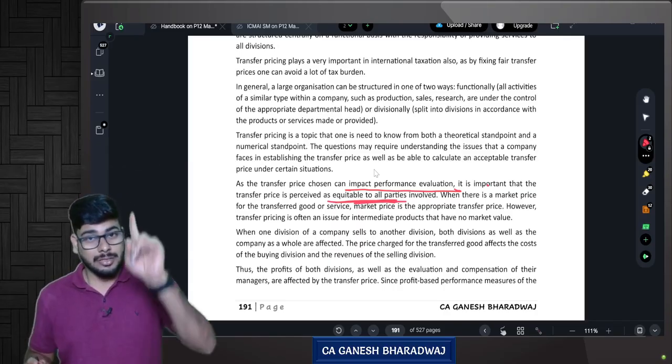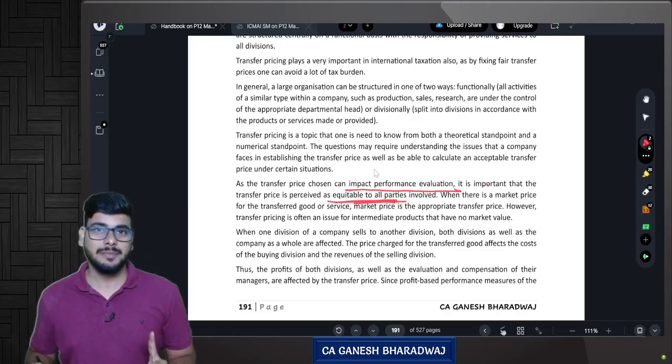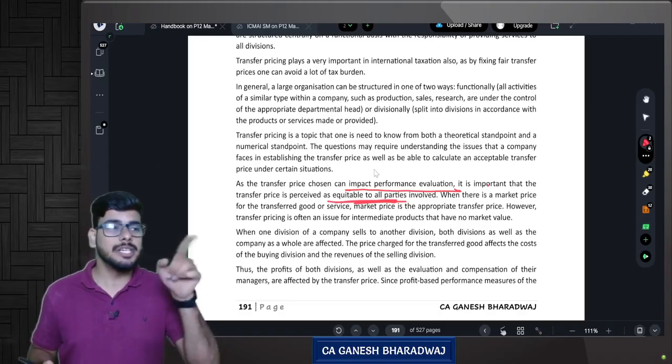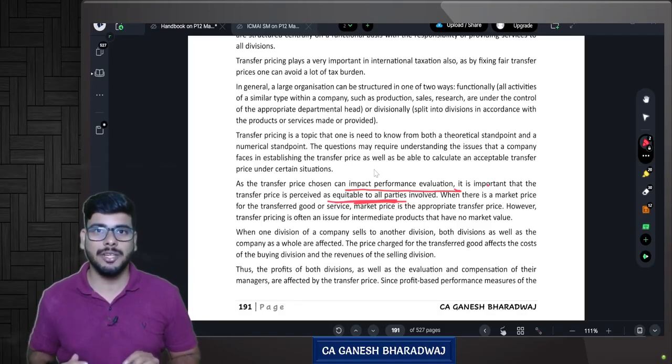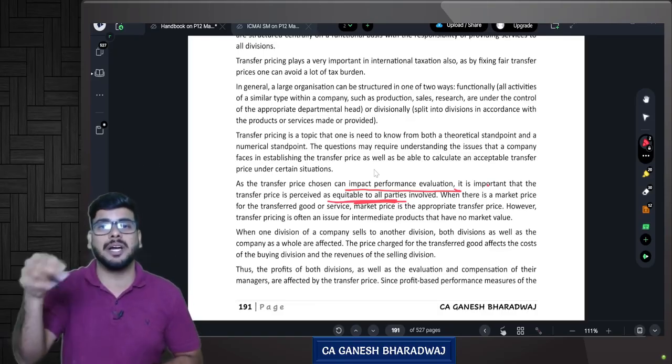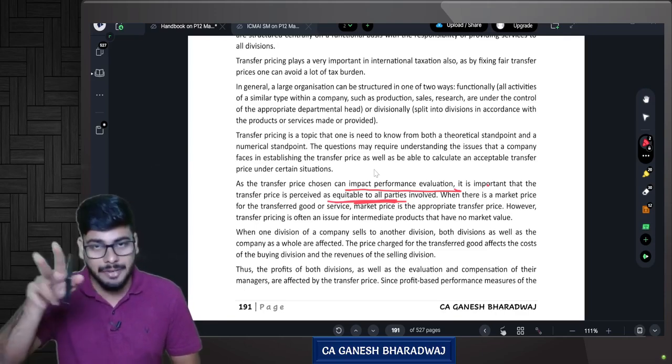Why? Now if you fix a high transfer price, division B will not agree. Why? Because it is a cost for them. Correct? If you fix a low transfer price, division A will not agree. Why? It is a revenue for them. So it has to be equitable. It has to be fair to all the parties. In our example, X and Y, or division A and B.